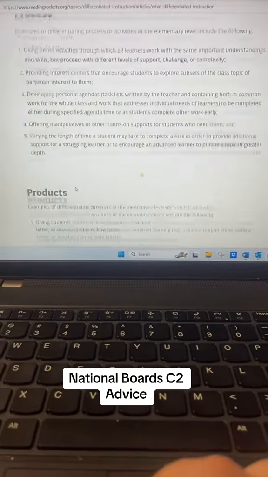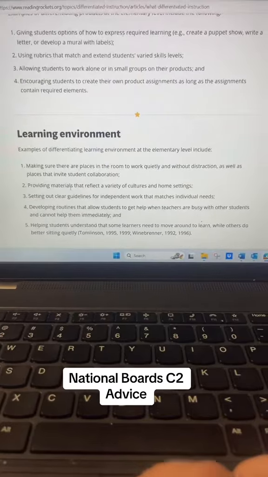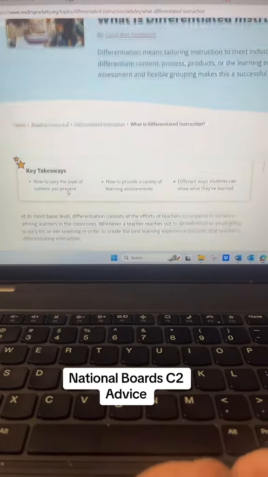So I found this article to be the quickest and easiest way to fully grasp differentiation and then talk about it as I started to brainstorm.